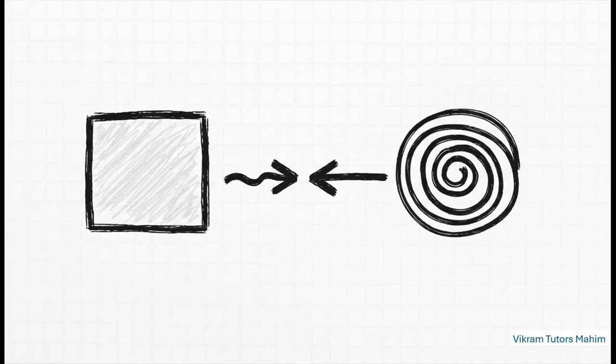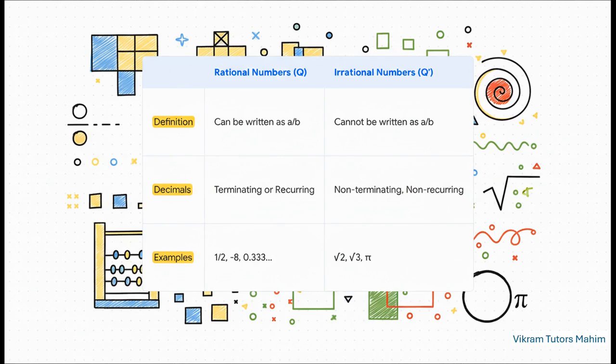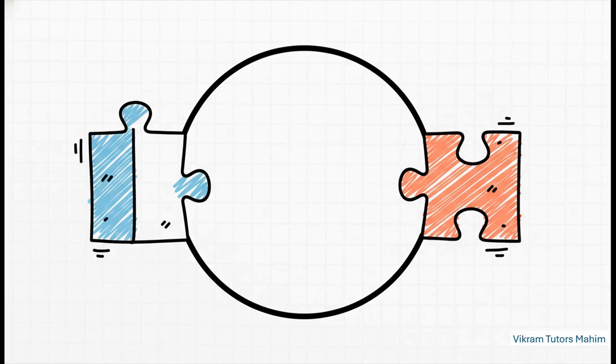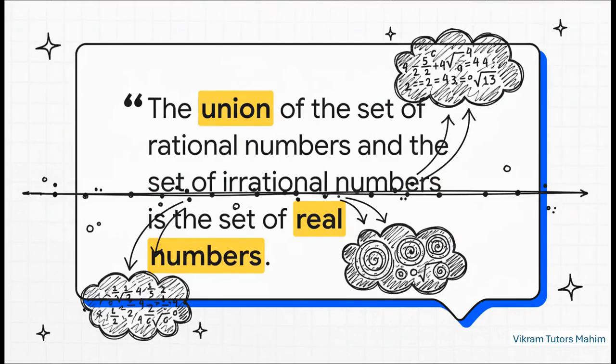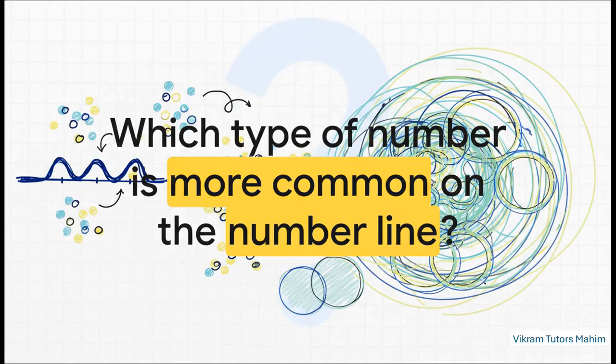Let's recap and see the big picture. This table lays it all out perfectly. The key differences side by side. Super clear, right? And when you put them all together, rational and irrational numbers make up all the real numbers. That's right. Their union creates the entire number line. Every single point is covered. No gaps. So that leaves us with one last mind-bending question. Which type of number is actually more common?